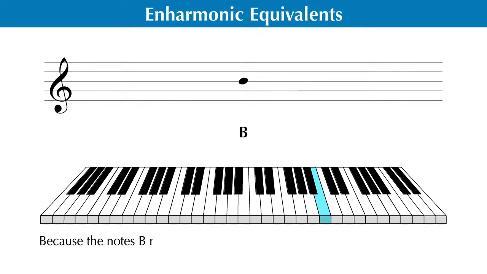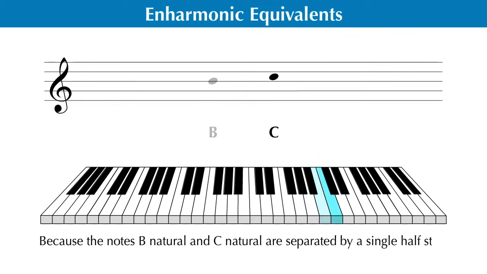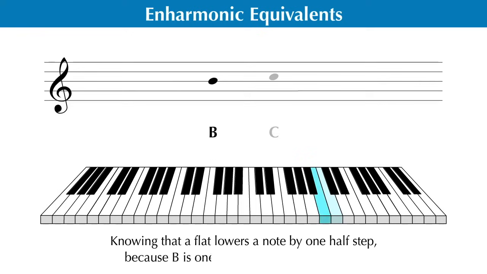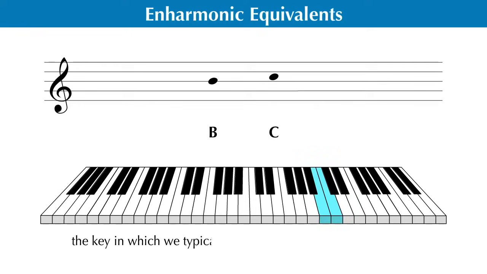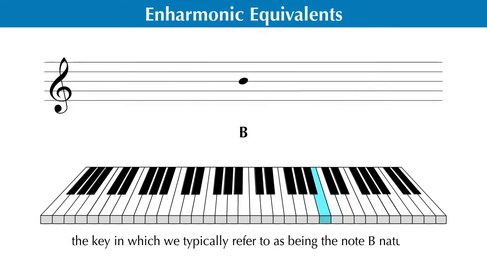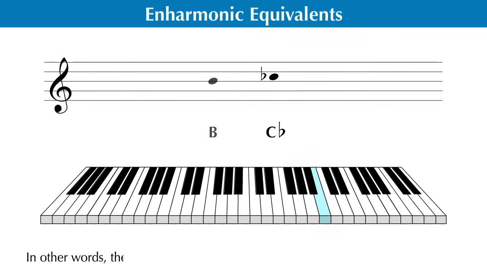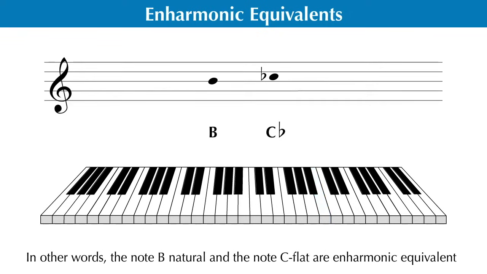Because the notes B natural and C natural are separated by a single half step, there is no black key in between them. Knowing that a flat lowers a note by one half step, because B is one half step behind the note C, the key which we typically refer to as being the note B natural can also be referred to by the letter name C flat. In other words, the note B natural and the note C flat are enharmonic equivalents.